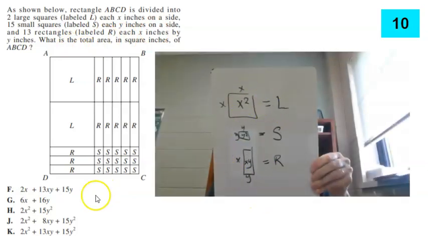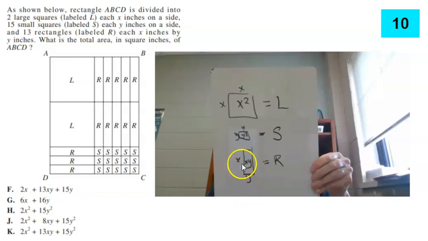So I just basically added them up. These are X squares, because X times X is X squared. So you should have 2X squared. F, H, J, and K have that. You have 15 Y squared. So you have 15 of these. So it's got to be F, J, or K.